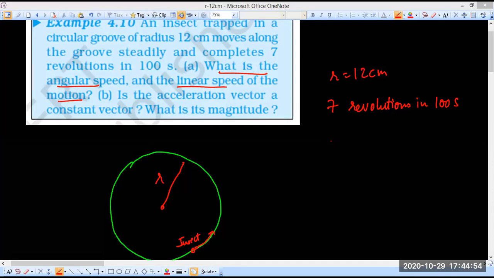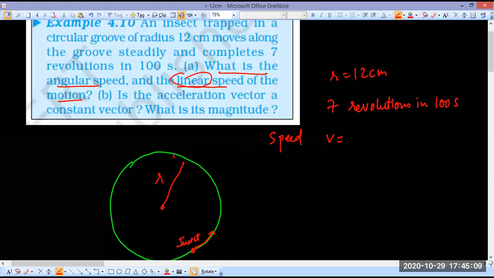Okay, my personal preference is to do it like this. We find speed first. Speed means linear speed. Linear speed means speed only. Don't get confused. Whenever things are moving in a circle, we have words like this. Linear speed means speed in this kind of situation. I'm sure it is very easy to do because this is UCM.